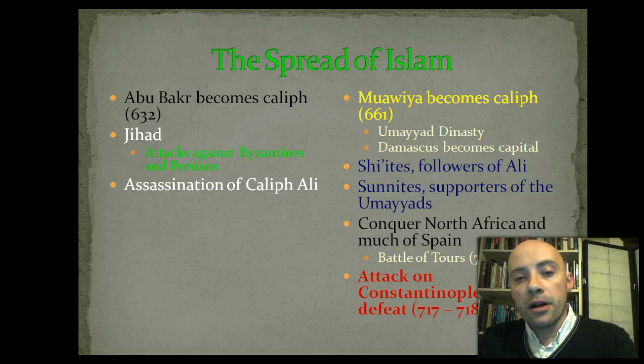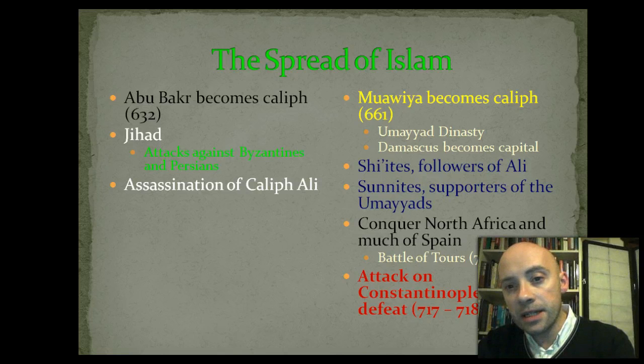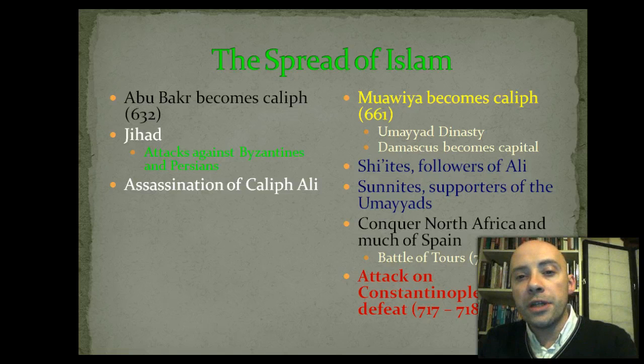After Abu Bakr, the Prophet's son-in-law, Ali, becomes caliph briefly, but he's later assassinated, and Muawiyah becomes caliph, establishing the Umayyad dynasty, and moving the capital to Damascus. So the split between the 2 major branches of Islam, although there's several branches, begins relatively early, with the Shiites supporting the followers of Ali, and the Sunnis being the supporters of the Umayyads.